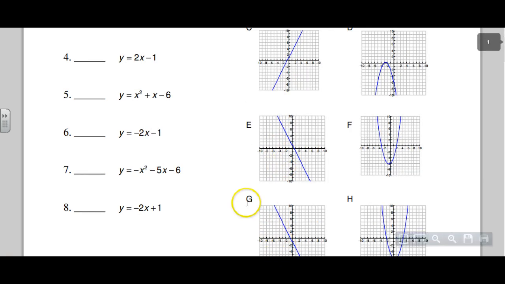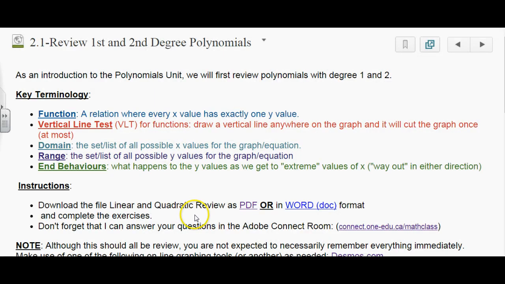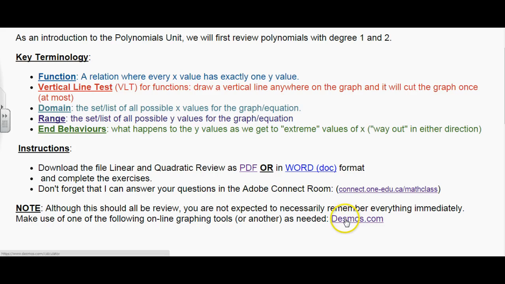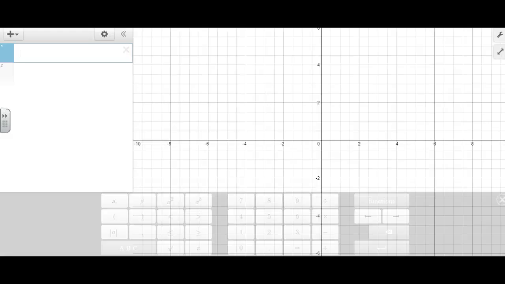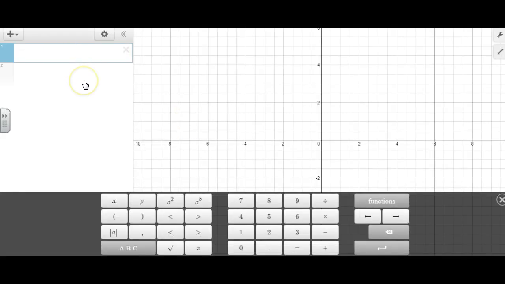And so on. If you don't remember, I've connected to Desmos. I think we've used Desmos already once or twice. And basically, if you need to, you just type it in. Y equals 2x plus 1. Okay, so what does that do?